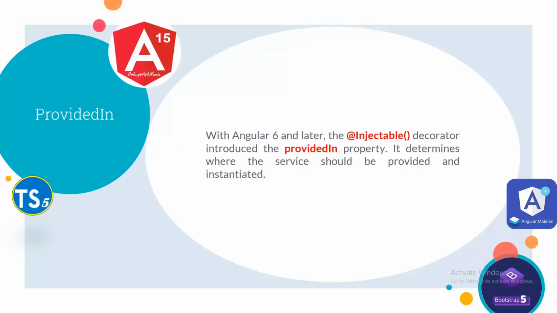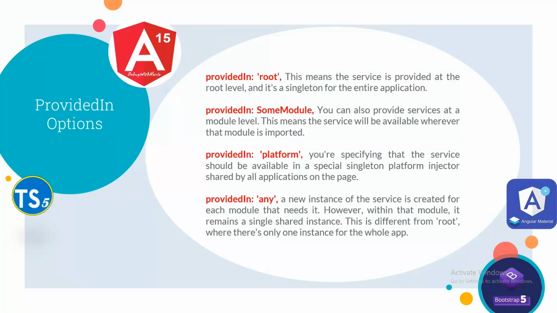Next is providedIn. With Angular 6 and later, the Injectable decorator introduced the providedIn property. It determines where the service should be provided and instantiated. There are different options in providedIn. First is root. This means the service is provided at the root level and it's a singleton for the entire application. Second is some module.